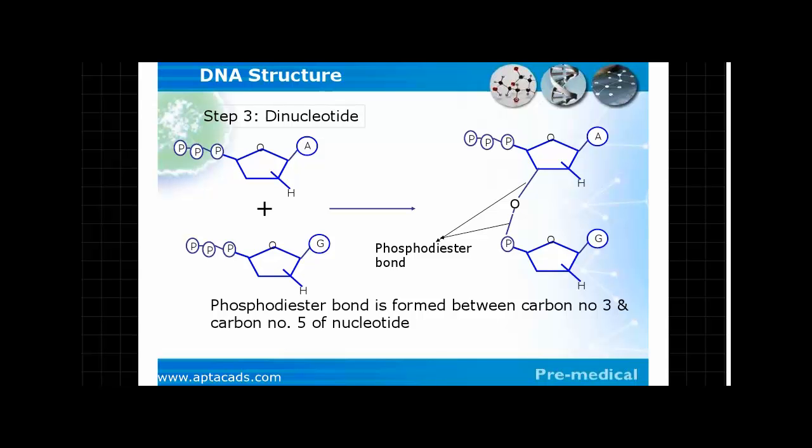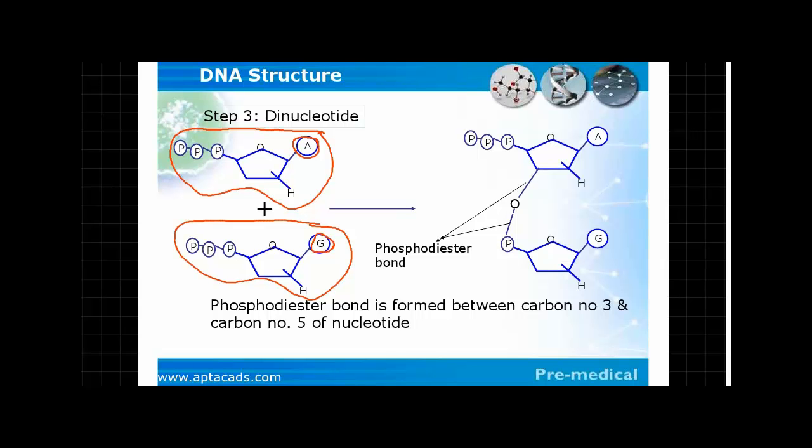In step 3, we will see the formation of a dinucleotide. Earlier, we have seen the formation of mononucleotide. So this is the mononucleotide. The two mononucleotides join together, and the moment mononucleotides join, they form a dinucleotide structure.